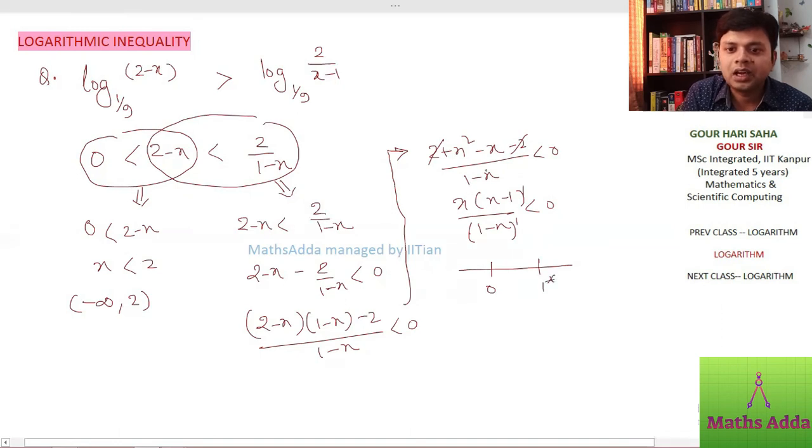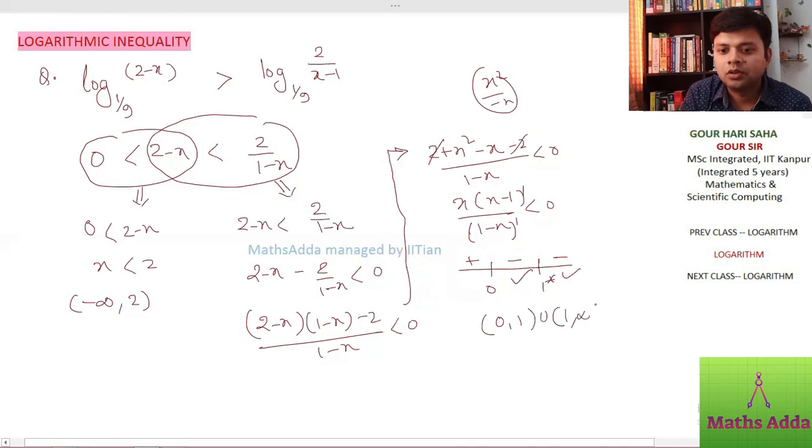Now I see the highest power. It is x square by minus x, negative. So it starts with negative. It starts, so don't change sign: negative, and this becomes positive. We are looking for negative. So this one and this one: 0 to 1 union 1 to infinity. And what we need to do? We need to do intersection. So do intersection.